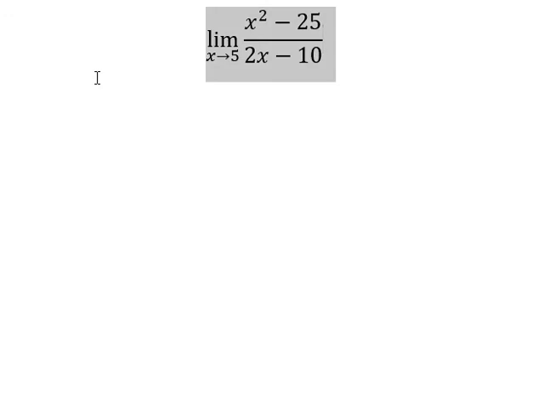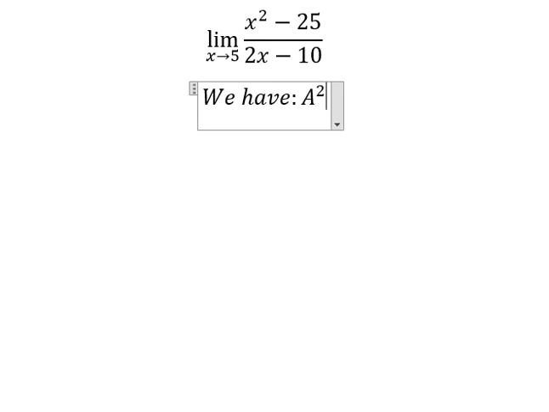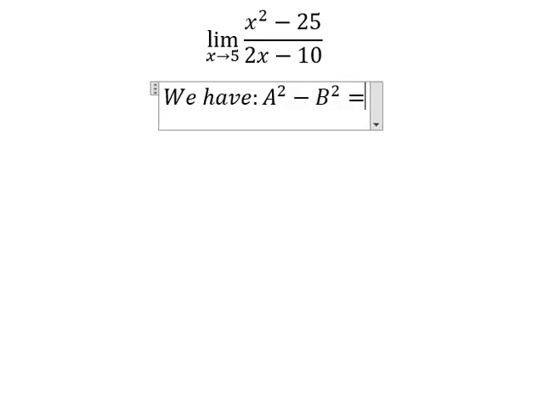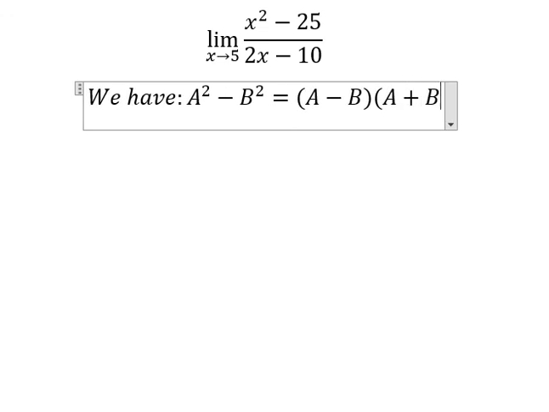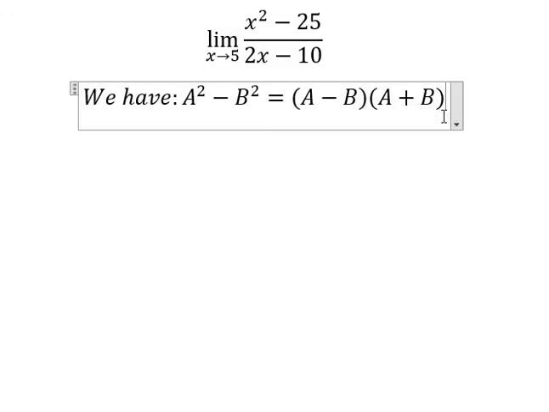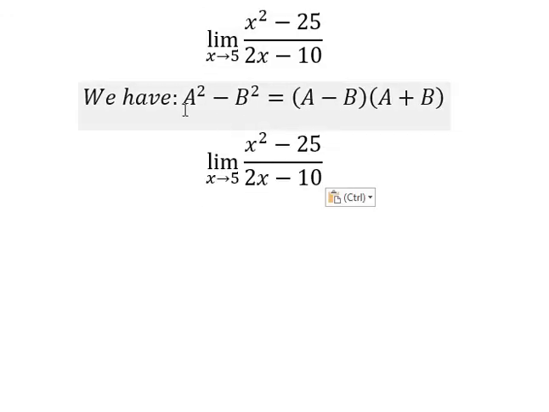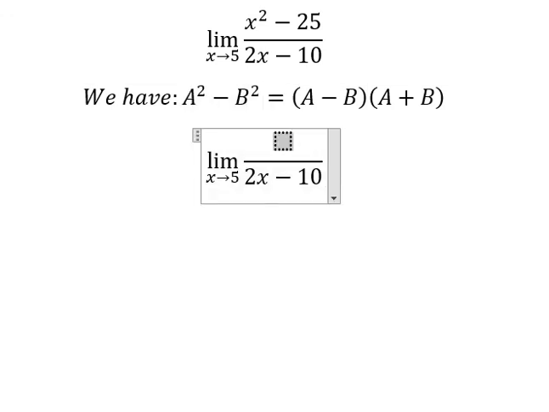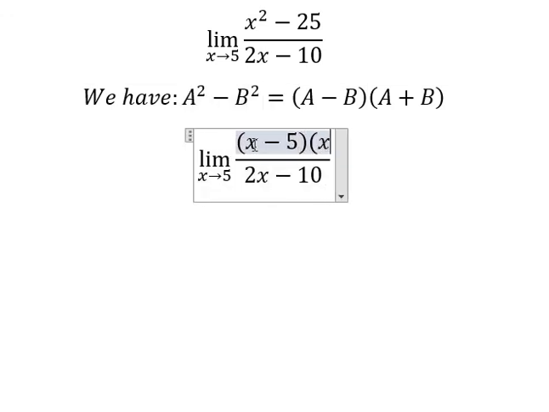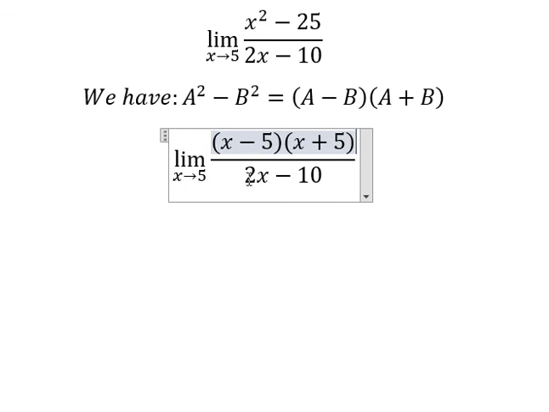Question number 2. We have the formula in here. a squared minus b squared equals a minus b multiplied by a plus b. So we can apply the formula in here, and you get x minus 5, x plus 5. Number 2 and number 10, we can do another factorization.